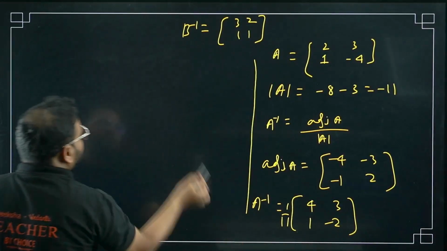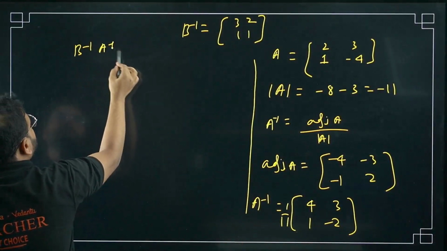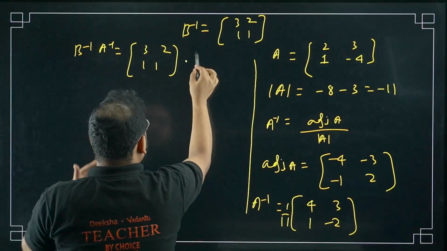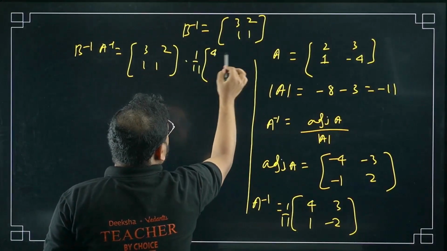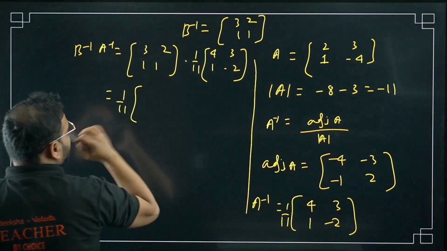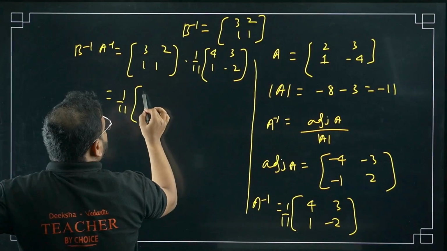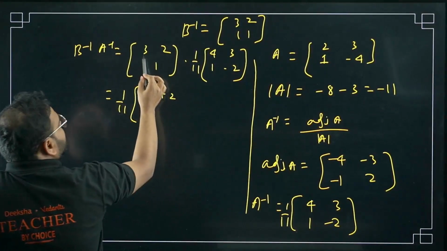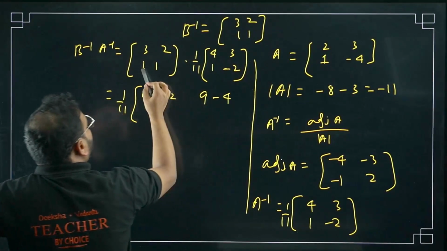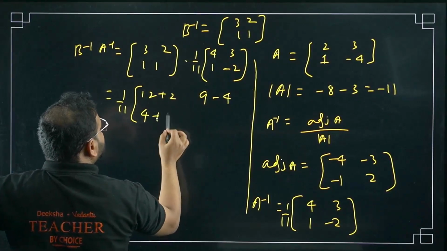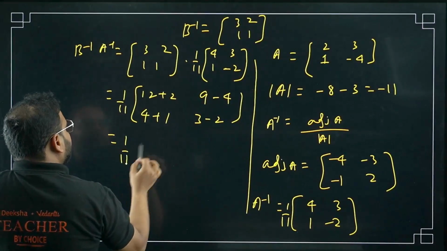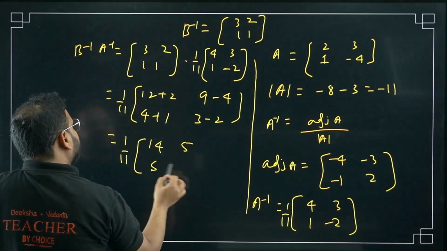What do you want? We want the value of B inverse times A inverse. What do I have B inverse as? 3, 2, 1, 1. And I have this as 1 by 11 times 4, 3, 1, minus 2. Let's keep the 1 by 11 outside and now multiply. 3 into 4 is 12, 2 into 1 is plus 2. 3 into 3 is 9, 2 into minus 2 is minus 4. 1 into 4 is 4, 1 into 1 is plus 1. 1 into 3 is 3, 1 into minus 2 is simply minus 2. So 1 by 11 times 14, 5, 5, 1.